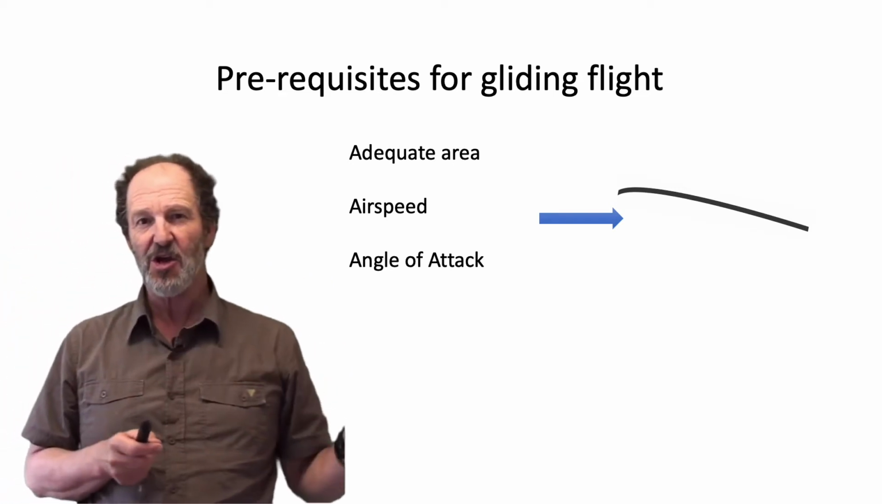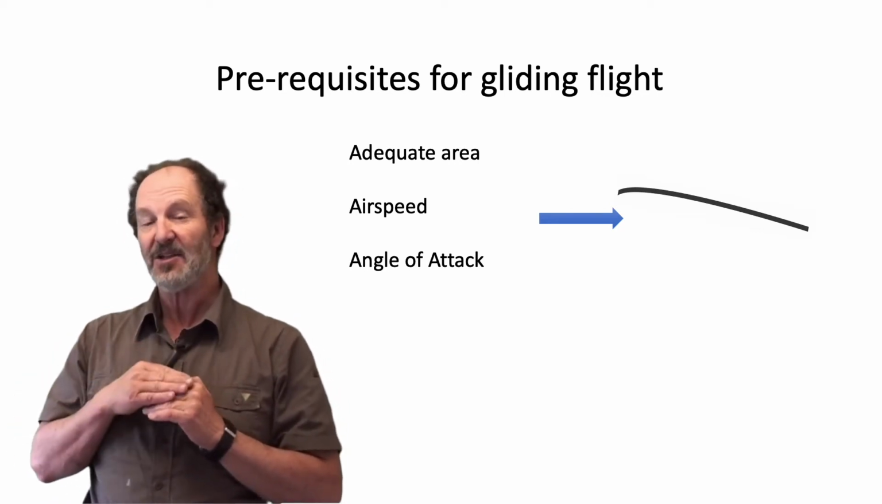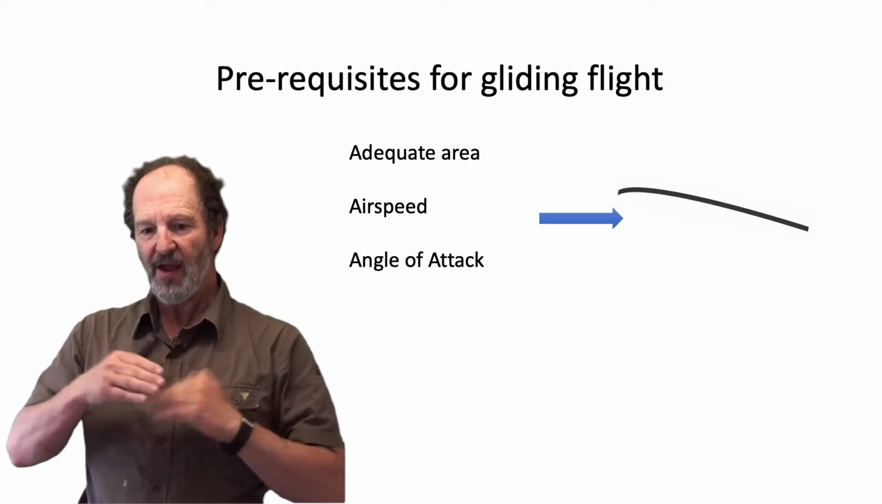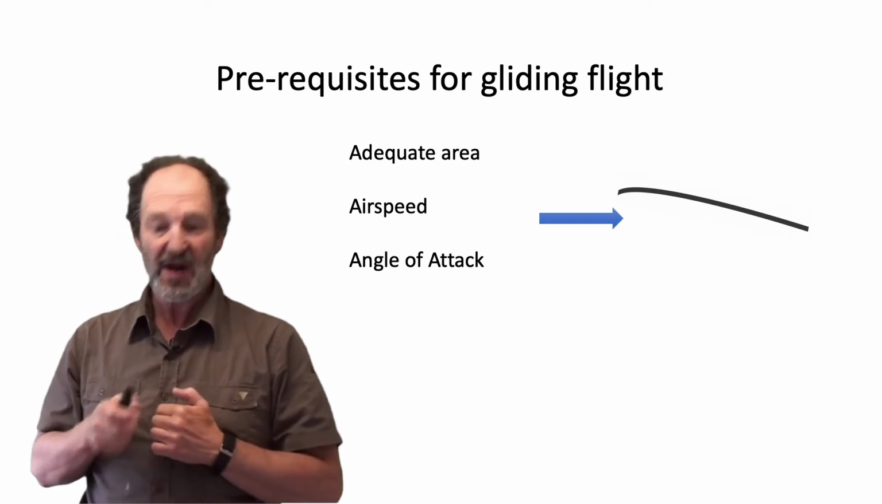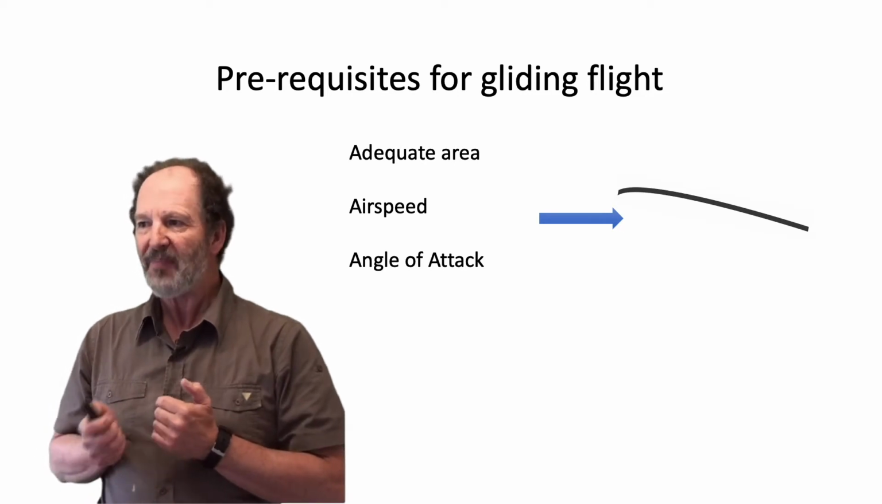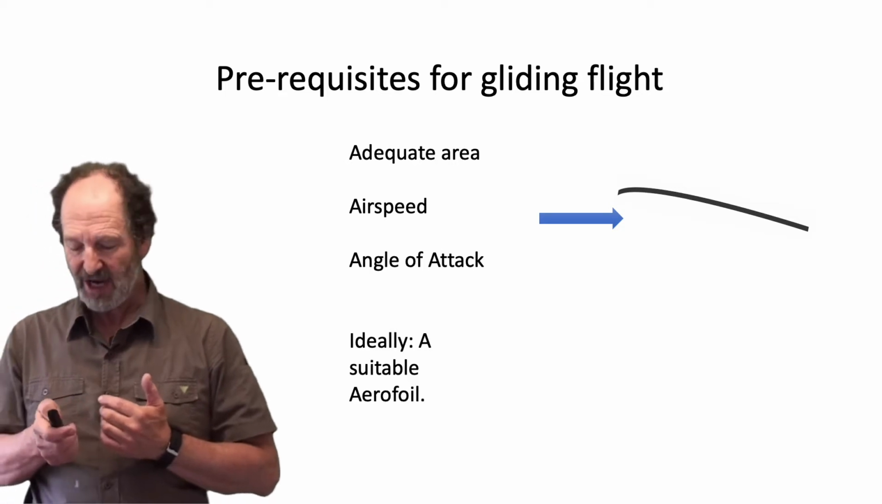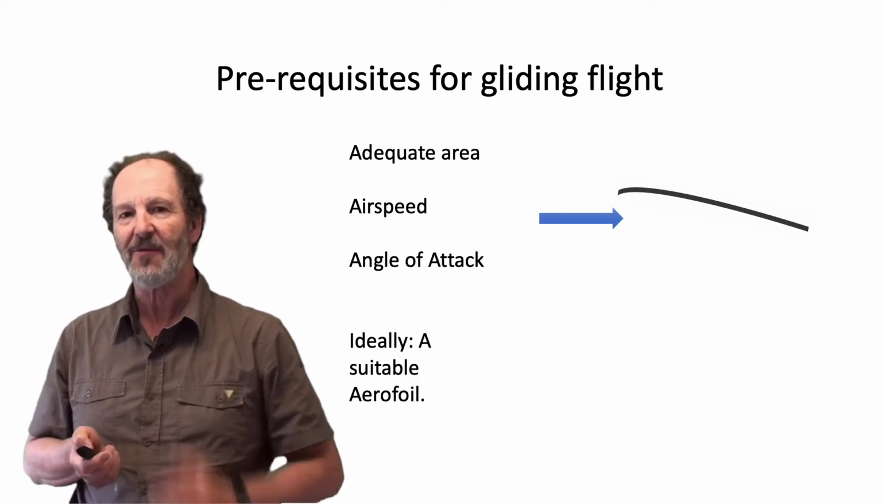So having a slightly curved surface gives us a wider range of angles of attack at which it will work without the airflow breaking away in a stall. So we now really have the adequate area, the airspeed, the angle of attack, and ideally a suitable aerofoil shape as well. So we'll take a look at this. This is obviously very basic stuff.